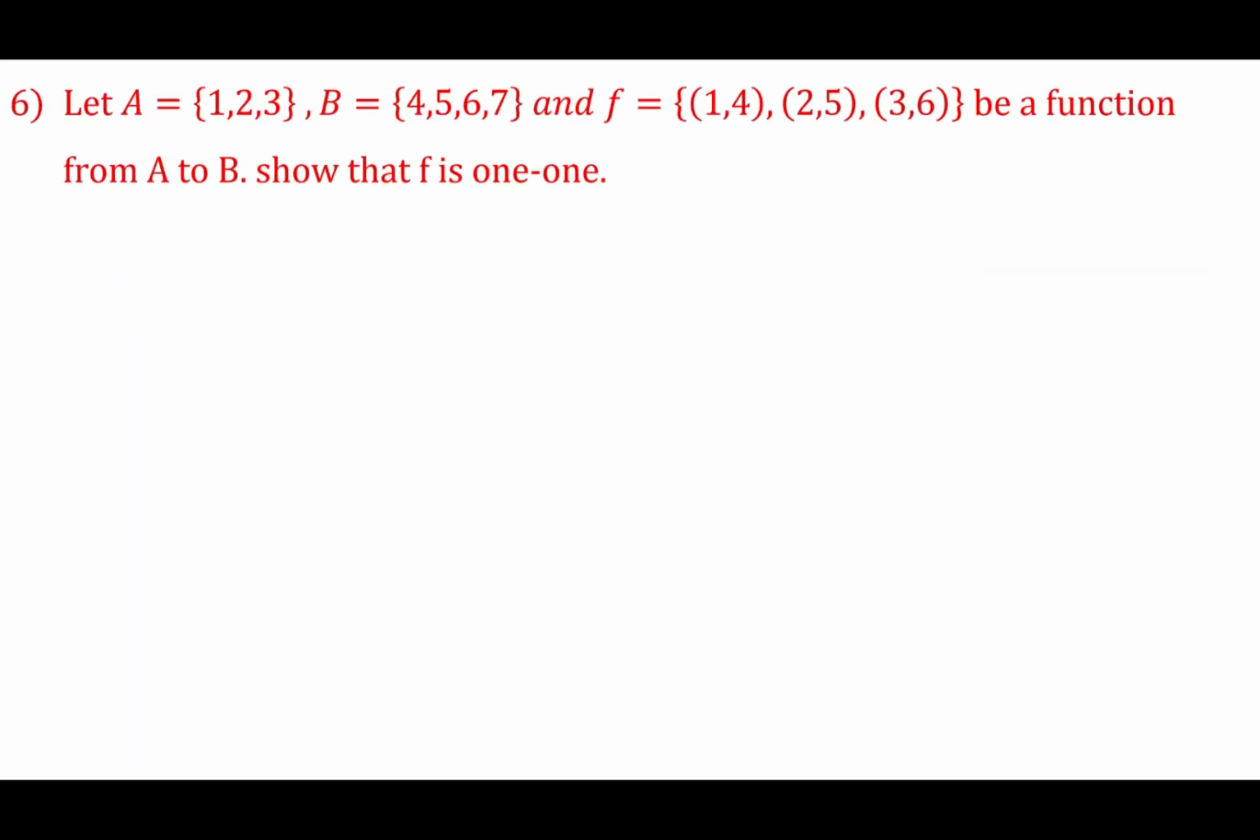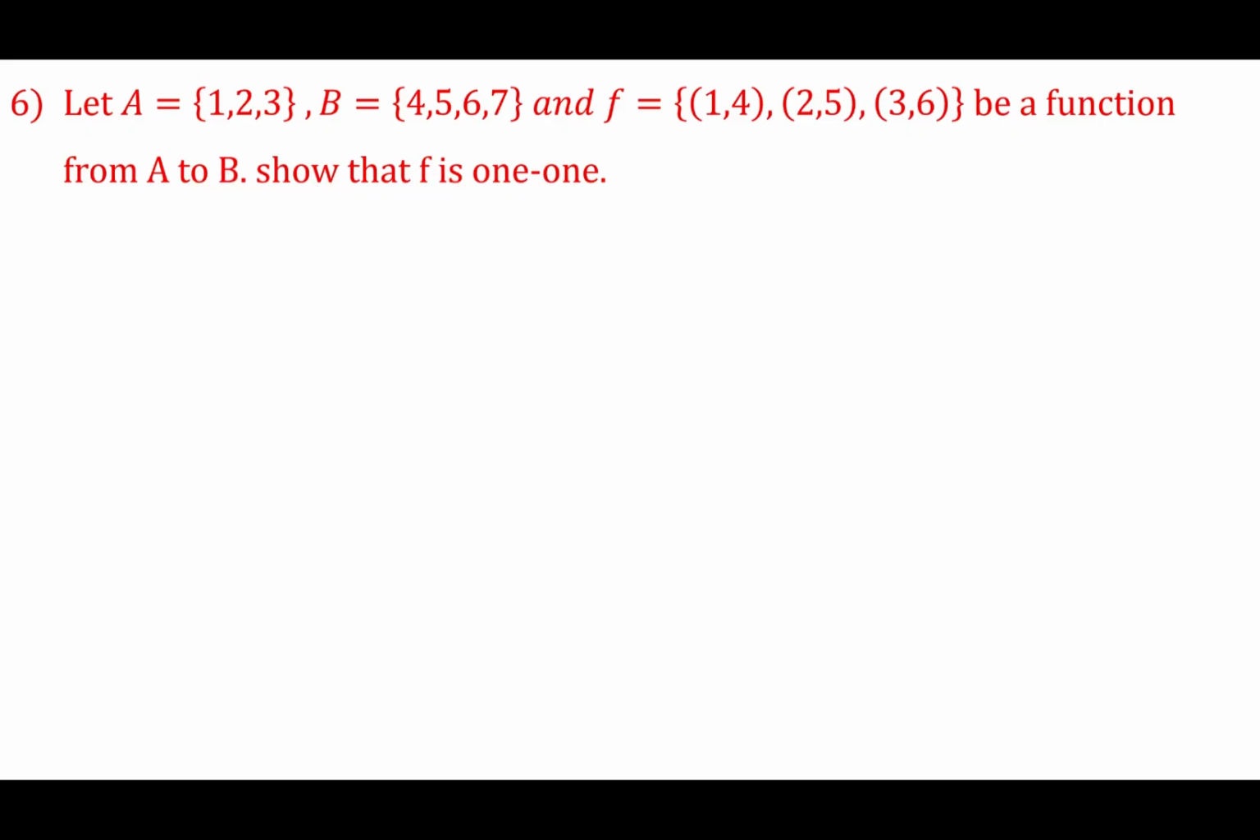Question 6. Let A be the set of elements 1, 2, 3 and B be the set of elements 4, 5, 6, 7. And the function is defined as {(1, 4), (2, 5), (3, 6)}. Let f be a function from A to B. Show that f is one-one.